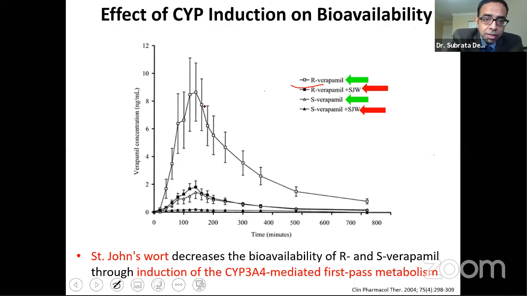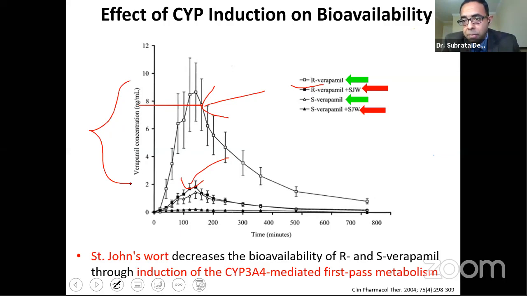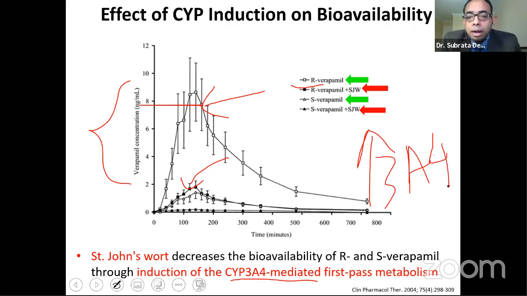So if you look at the first curve on the top, the open square one, this is without any St. John's wort, just the drug itself. But as soon as you added St. John's wort, you will see about a 5-fold difference in the concentration of verapamil. So the CYP3A4 levels are increased here by St. John's wort. As a result, the concentration of R-verapamil is decreased.